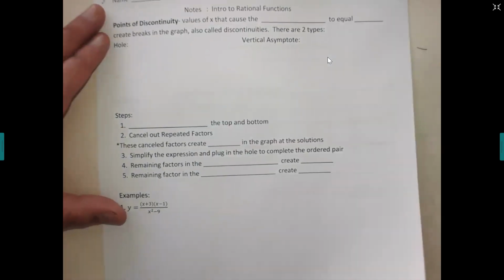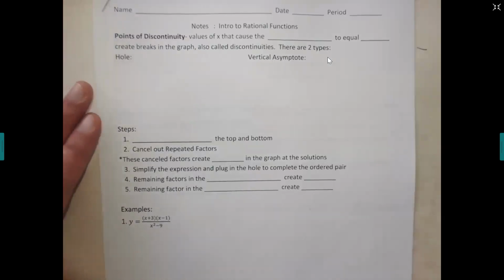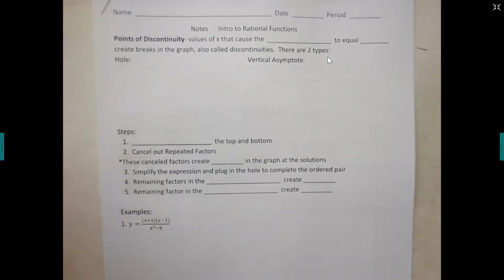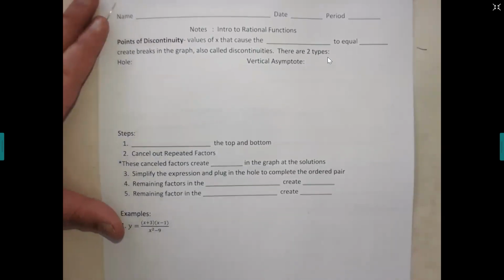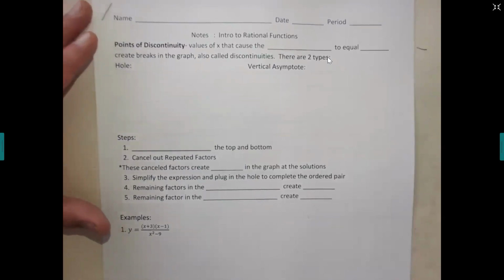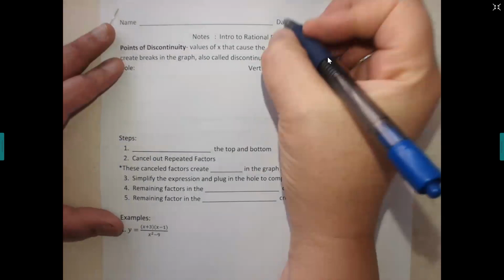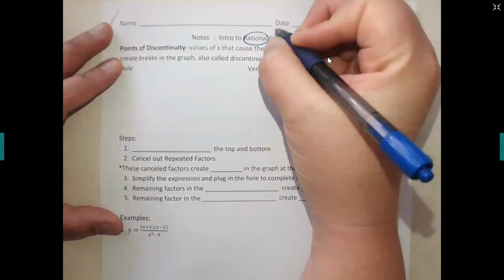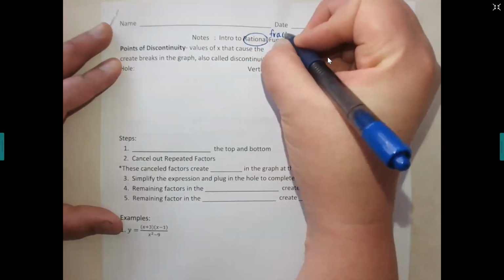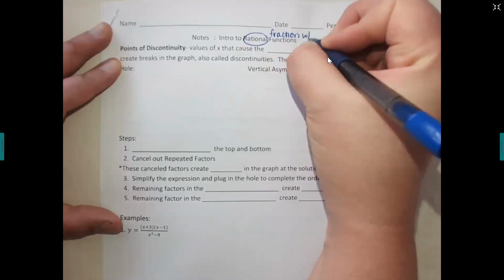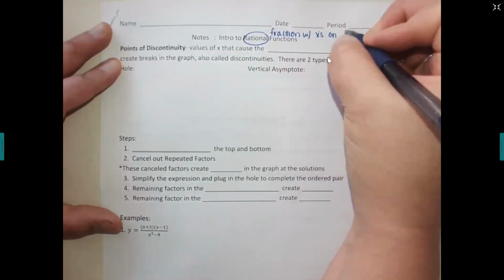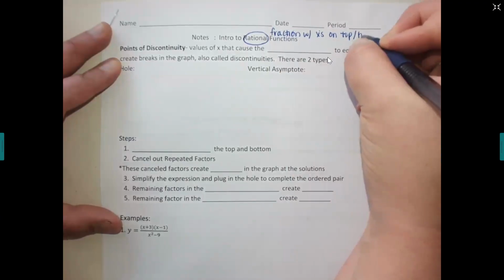Our next unit is going to be on rational functions. So if we can just put Chromebooks away for right now. Rational functions is going to be when you have a fraction with x's on top and on bottom. So rational functions mean that you're going to have a fraction with x's on top and on bottom.